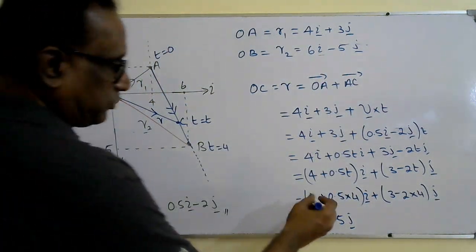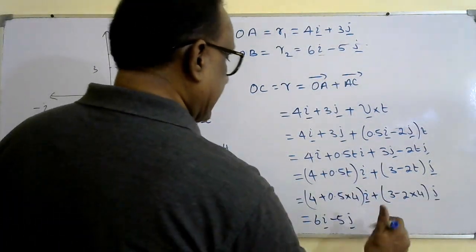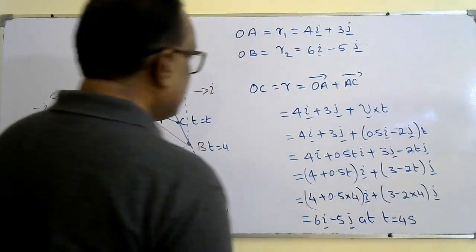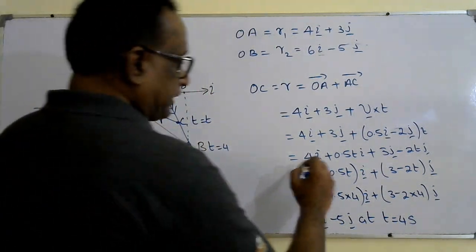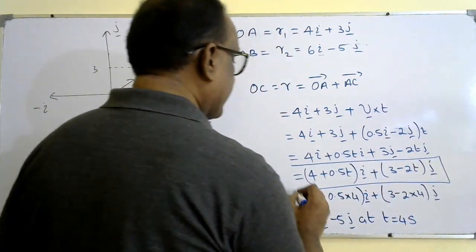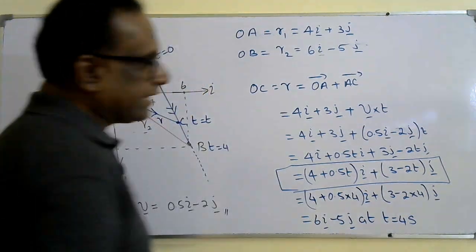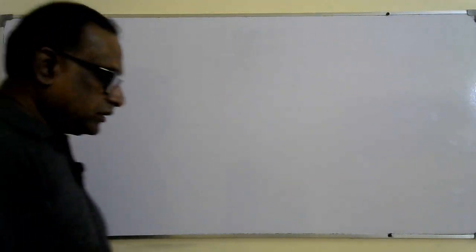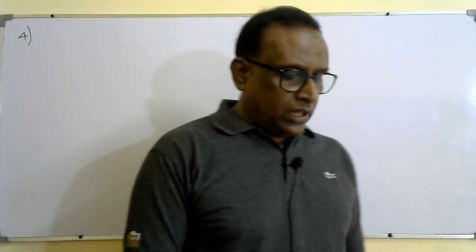So this is the general equation, at time 4 seconds, right? Very common question. It comes in the past papers. They ask to find the position vector at time t. Okay, so we'll go to now question number 4.